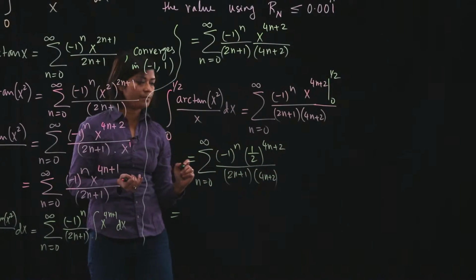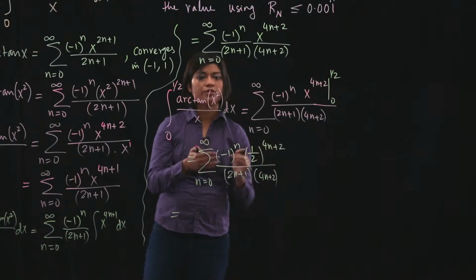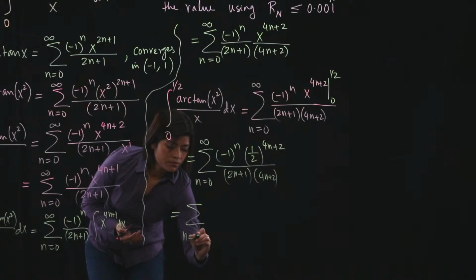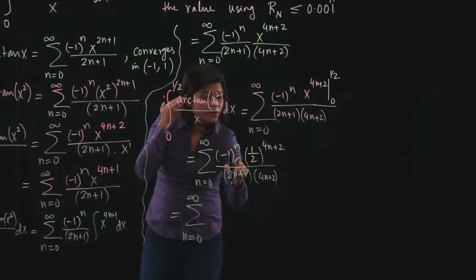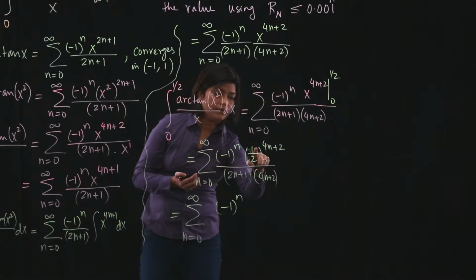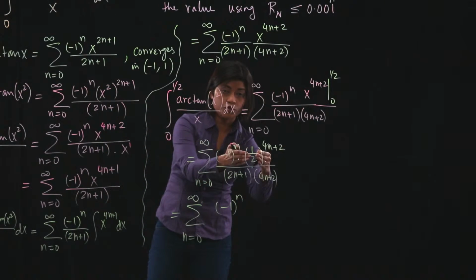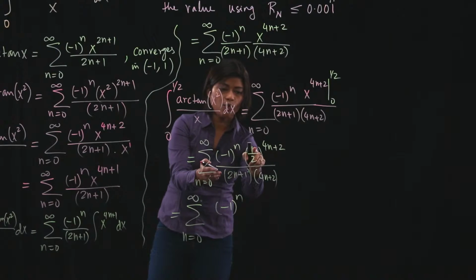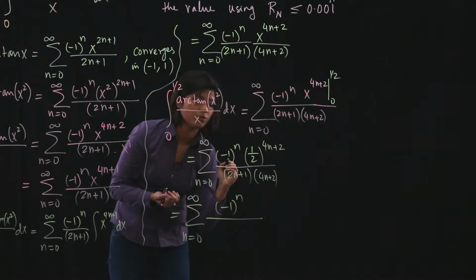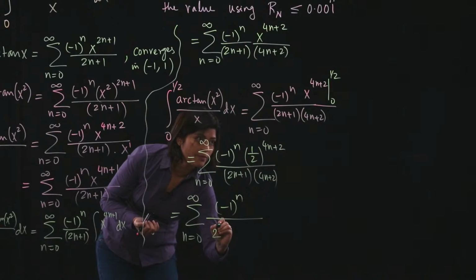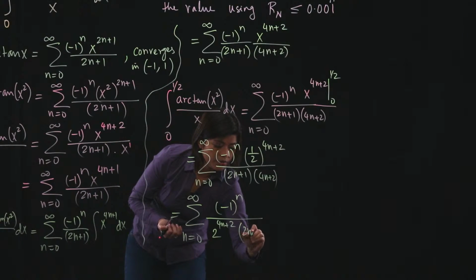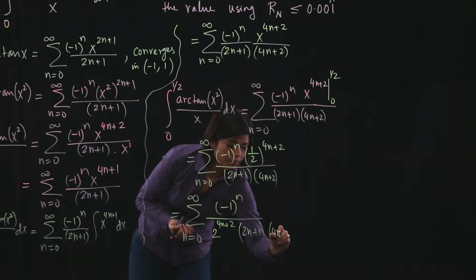I want to write one more step and simplify this a little bit so that we can finish the problem and find the approximate value easily. So notice that in the numerator, we will only have -1 to the power n. And this 1/2, the 2 actually belongs in the denominator. And 1 to the power 4n plus 2 is just 1. So you don't have to write anything else in the numerator. Everything will be in the denominator. So we will have 2 to the power 4n plus 2. We will have a 2n plus 1 and 4n plus 2.